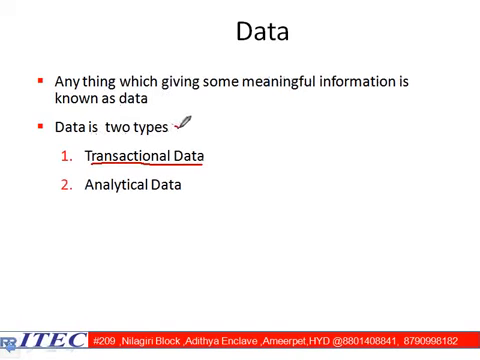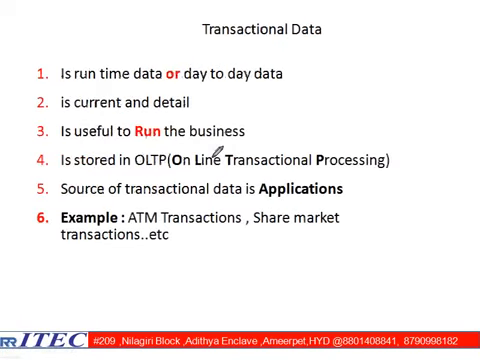And data is divided into two types. Number one is called transactional data. If you go for more details about transactional data, the first point is runtime data. What is the meaning of runtime data? Suppose from morning to evening, today is Thursday, so the bank is open, and that is the reason we are going to get so many transaction records, yes or no? Some people will be coming and depositing the amount, n number of people will be coming, n number of deposits will be there, n number of transactions will be there.